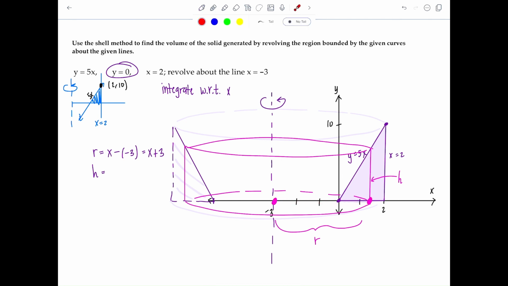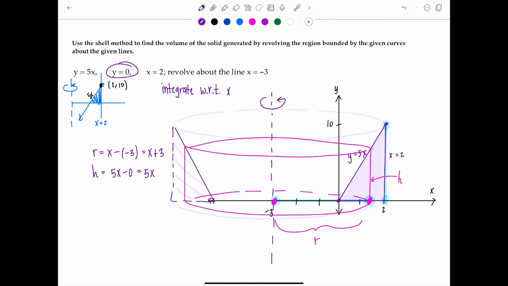Right minus left. Do you want me to shade in the radius? Here's the radius, that piece right there. Right minus left: x minus -3, so it's x plus 3. Height. Height is right here. Top minus bottom. What's that? 5x minus 0. So just 5x.